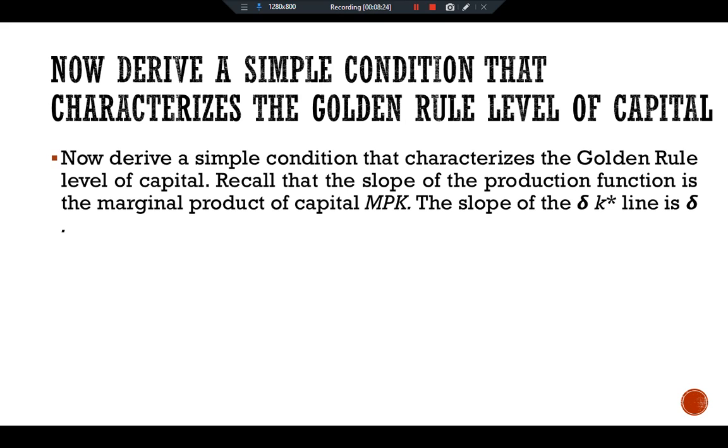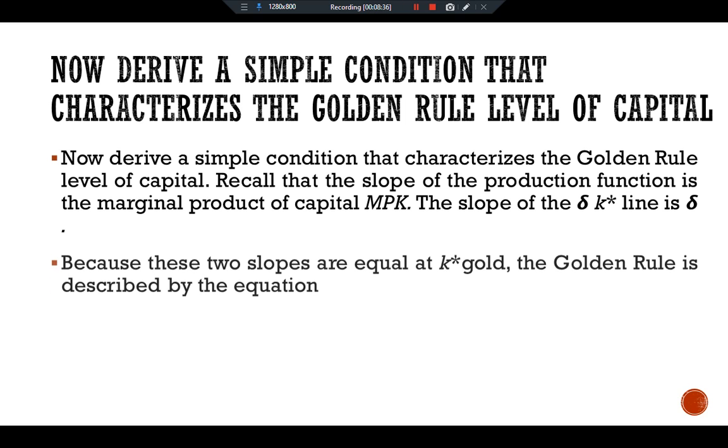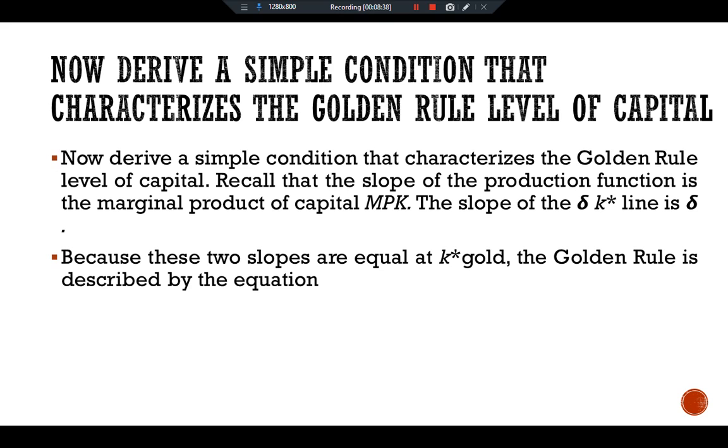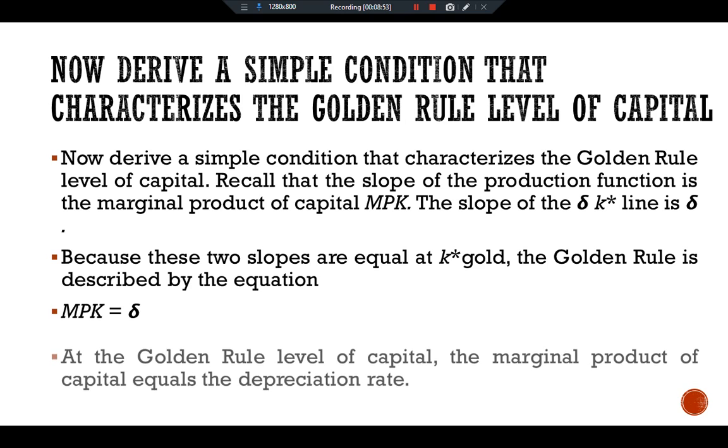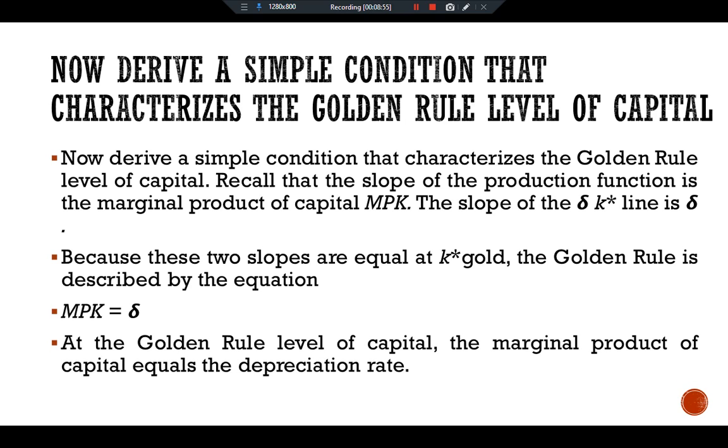Recall that the slope of the production function is the marginal product of capital, MPK. The slope of the delta K* line is delta. Because these two slopes are equal at K* gold, we can say that the golden rule is described by the equation MPK is equal to delta. At the golden rule level of capital, the marginal product of capital equals the depreciation.